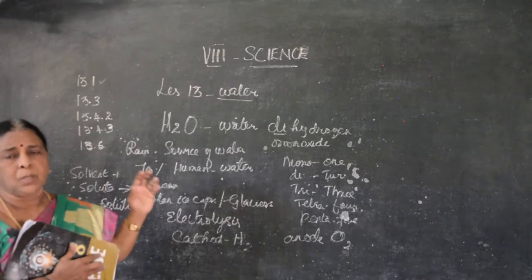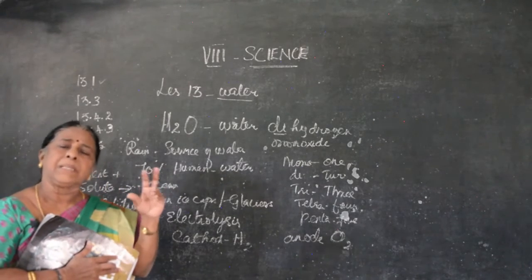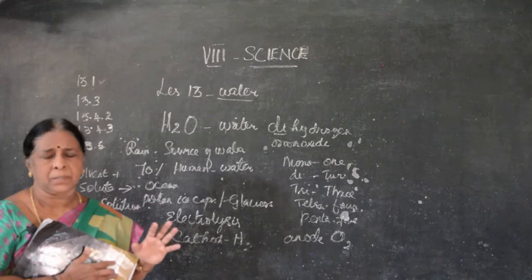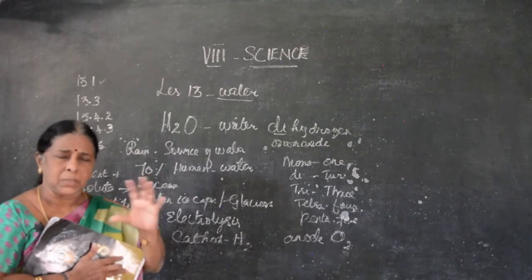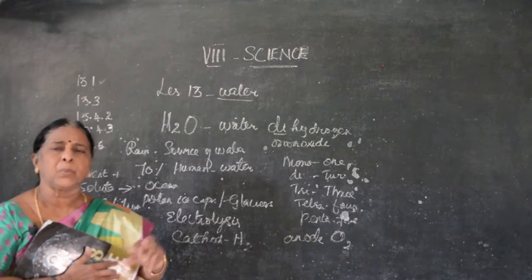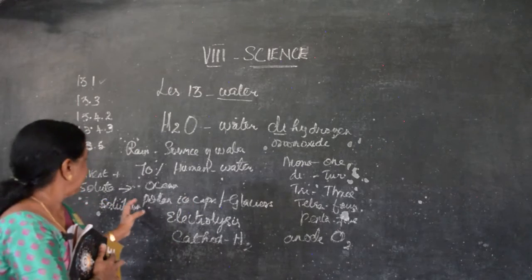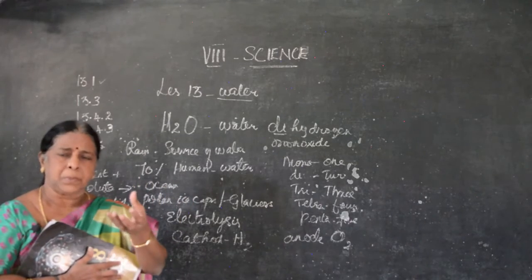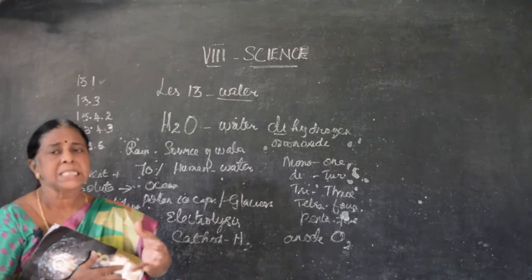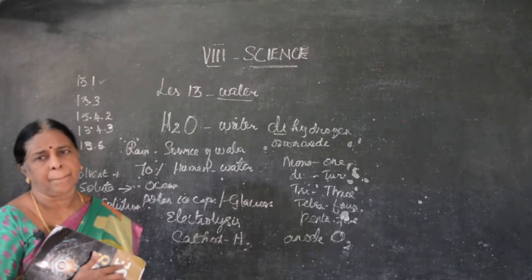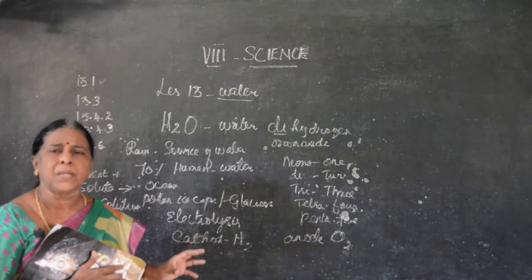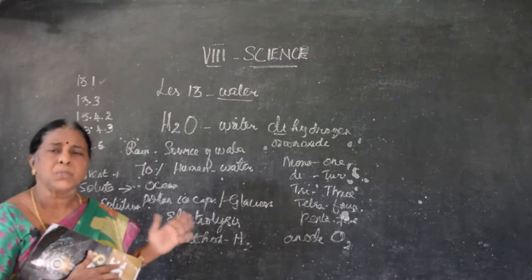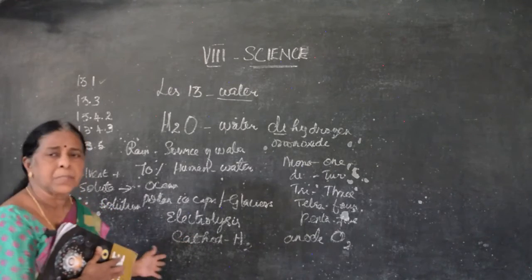Clear children? Solvent is a substance, it may be a liquid or solid, whatever it is. Whatever substance is given in it, the solvent will dissolve it. That is solvent. Solute, it is the substance which dissolves in the solvent. That is, the solute dissolves in the solvent. The solvent and solute together give us what? Solution.